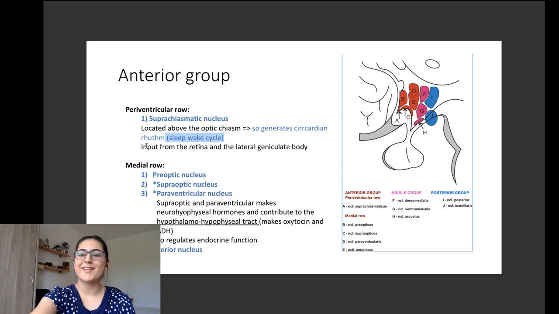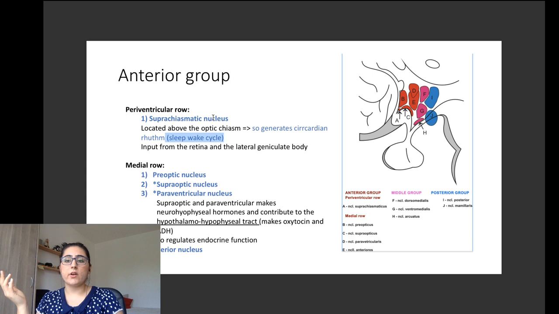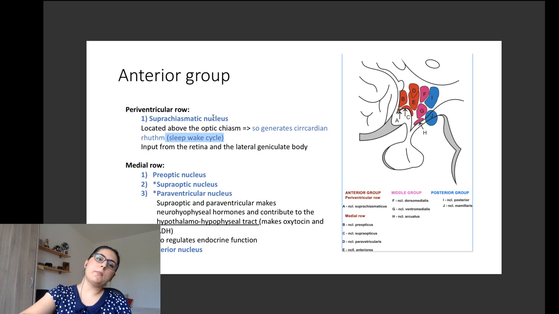So my suprachiasmatic nucleus is very important. Physiologically speaking, and in anatomy, they would want you to know this nucleus in particular. So make sure you know it. And since it's right next to the optochiasm, it basically gives away what the function is anyway. Next one, the medial row. We got the preoptic nucleus.